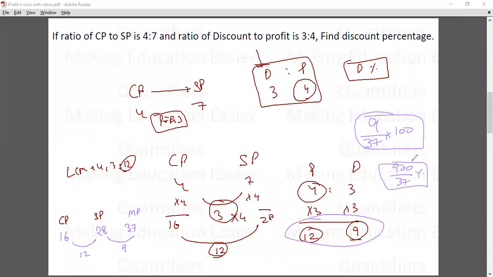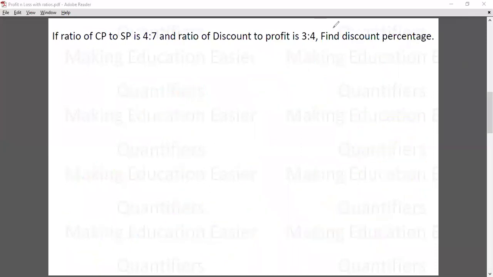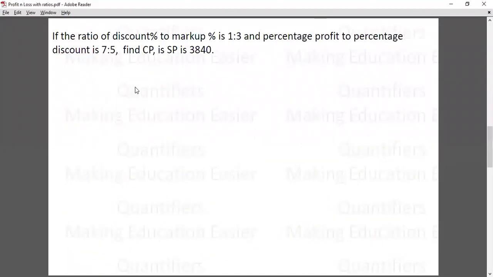Okay, so this is how you can use ratios efficiently. We will solve another question, which is a good level question. Let's see this. Here, the ratio of discount percent to markup percent is 1:3. Also, the ratio of profit percent to discount percent is 7:5.